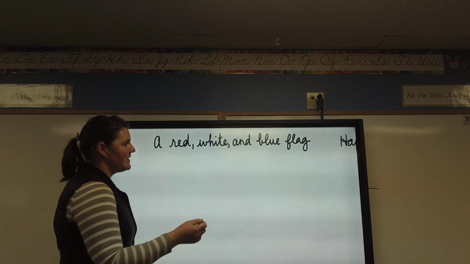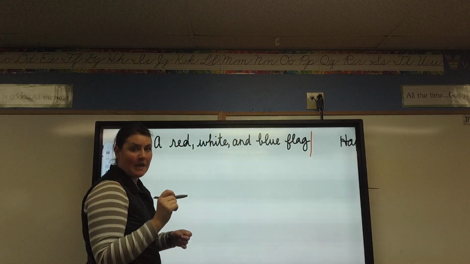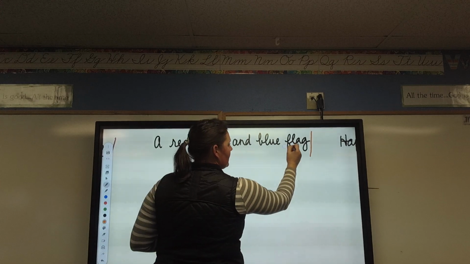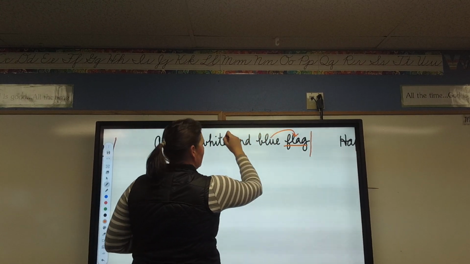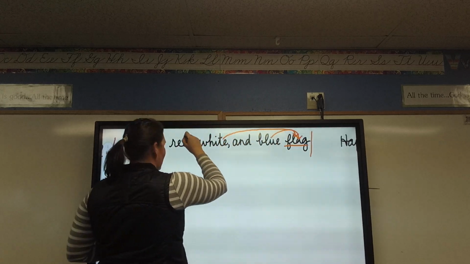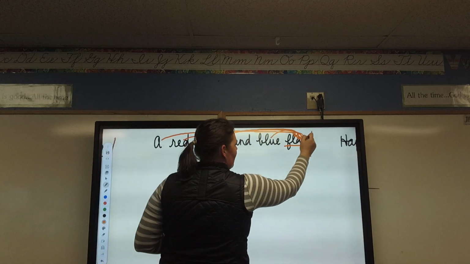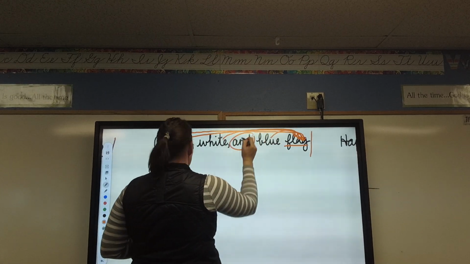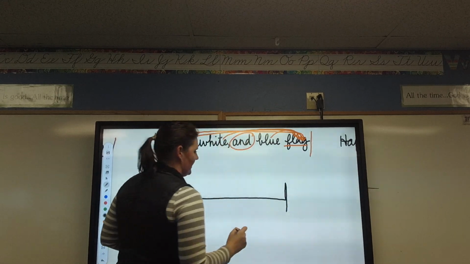All right. So here's my subject, where my subject predicate line would be. Whoops, where it would be. And my noun is a flag. What kind of flag? Blue flag, white flag. What kind of flag? Red flag. What kind of flag? One more time. A flag. And here's my conjunction. So here's my line. Here's my subject predicate line.